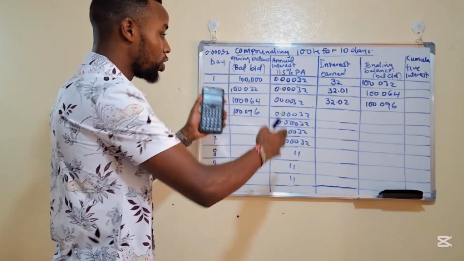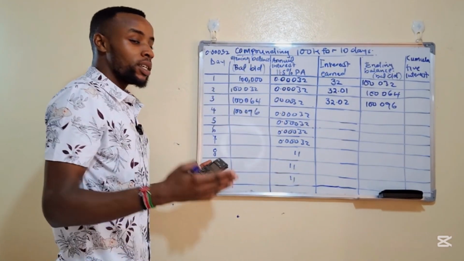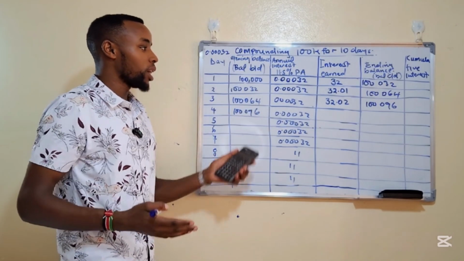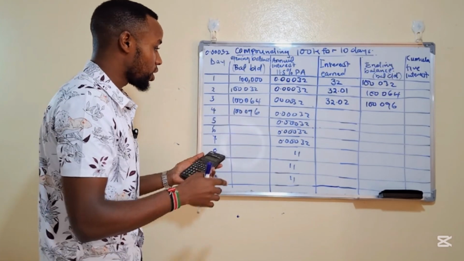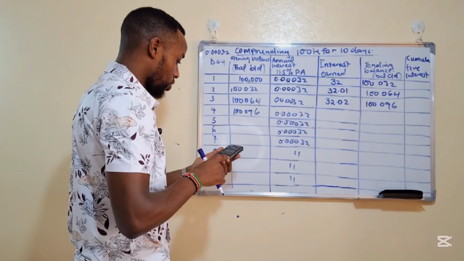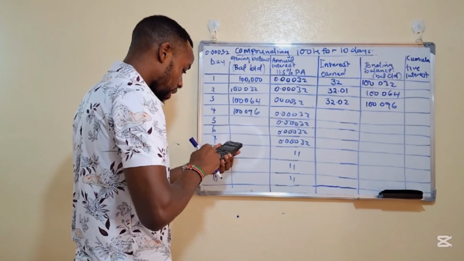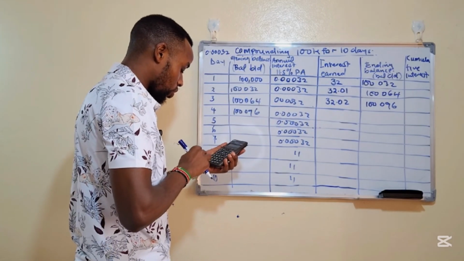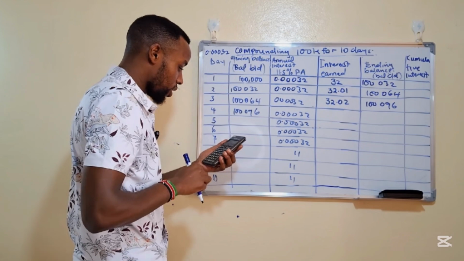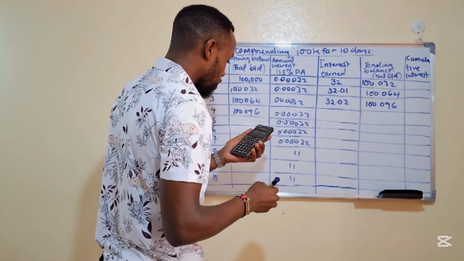If you follow this, you are going to understand how compounding works. In previous videos, I normally use formulas, but today I've just decided to do it in the long method. So if you multiply this one by 0.00032, this is 32.03.